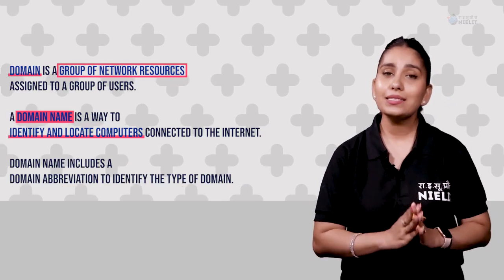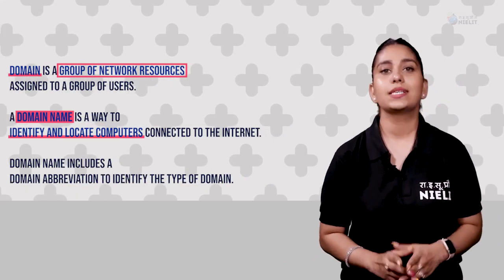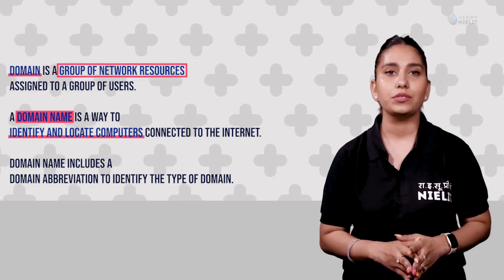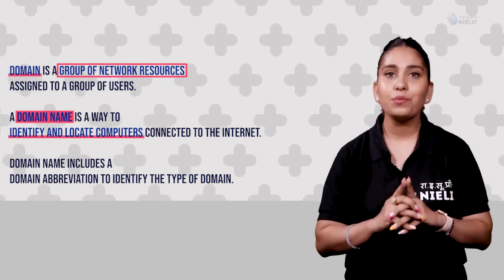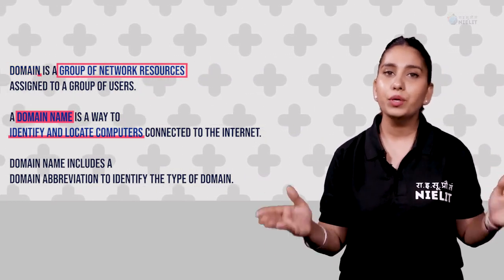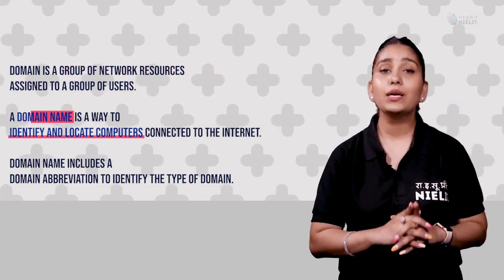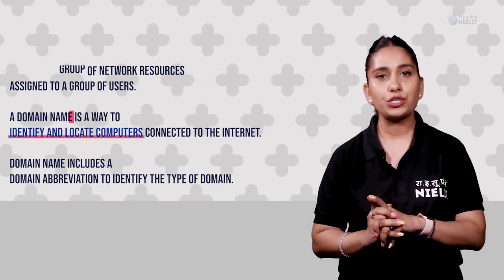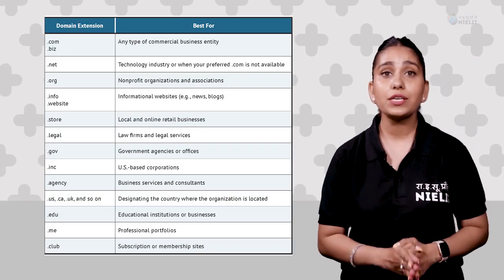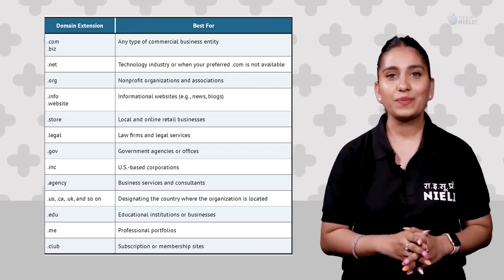Now what is a domain name? Domain is a group of network resources assigned to a group of users. A domain name is a way to identify and locate computers connected to the internet. So domain name includes a domain abbreviation to identify the type of domain. Some common abbreviations are shown on your screen.